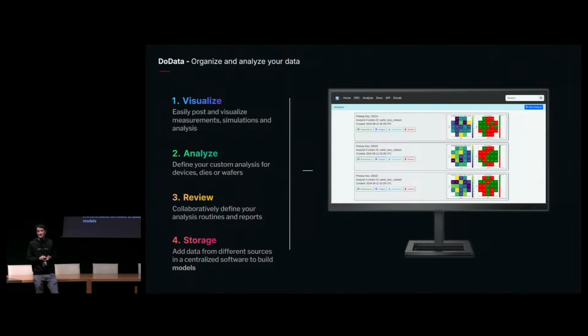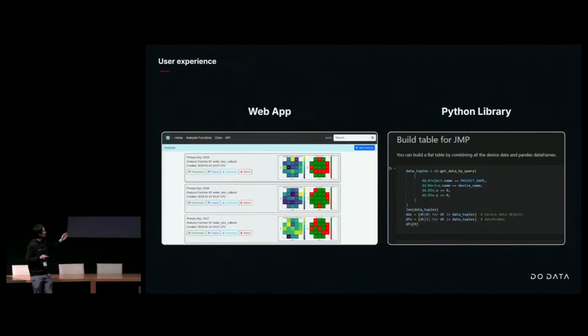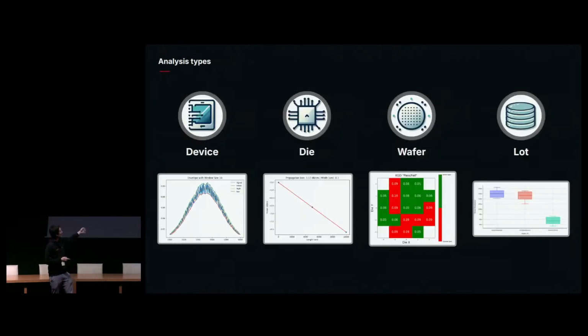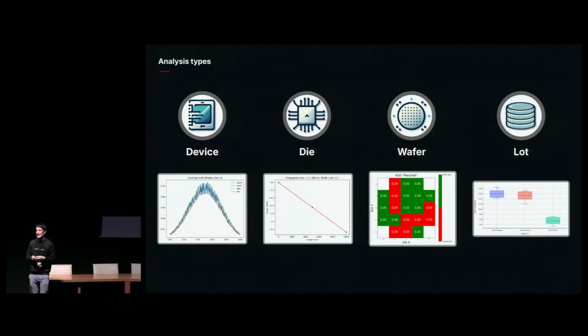It looks kind of like this. You have a dashboard where you can visualize the data. And we have two views. We have the dashboard view, where you can do everything through the web, it is all web-based. Or you can also do everything through a Python library that you can control from your computer. So you can pip install it, and you can start triggering analysis, storing the analysis, and doing aggregated analysis for device, die, wafer, or lot. So you can do any kind of device level analysis or any kind of aggregated analysis.